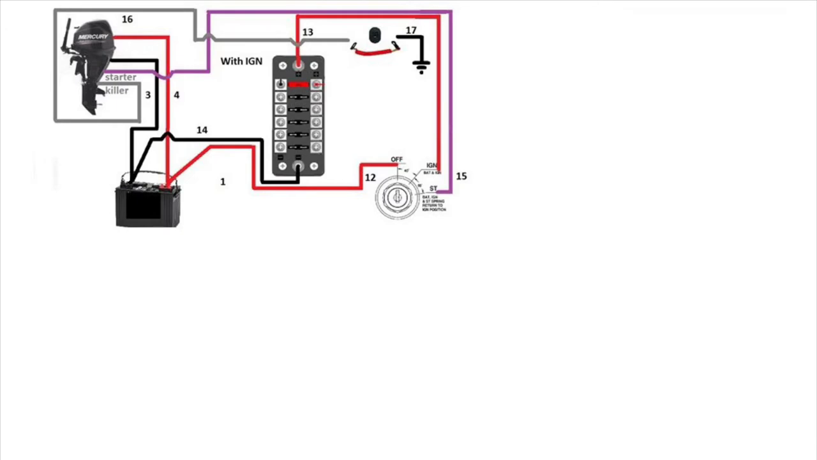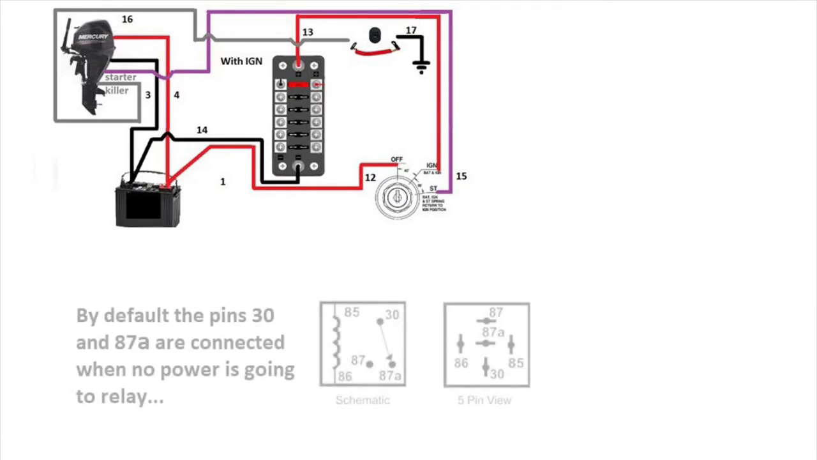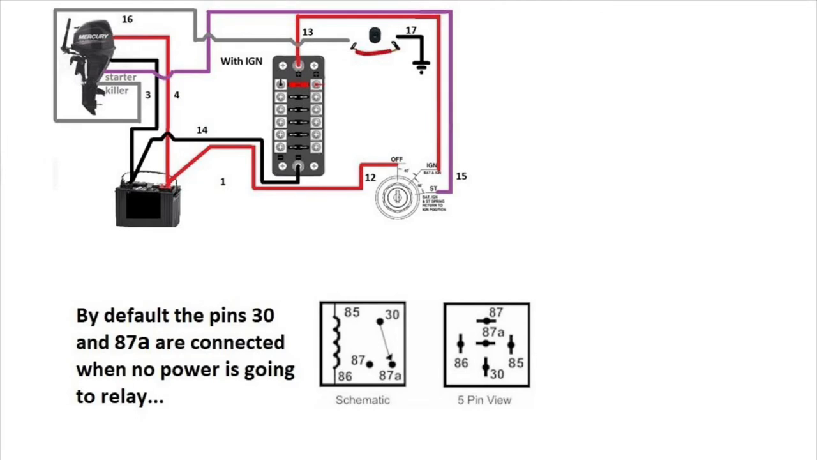So for the engine to shut off when we set the key on the off position, we need to add a 5-pin 40 or 30 amp relay. It's a regular car relay or an ATV relay. Let me explain a bit how a relay works.